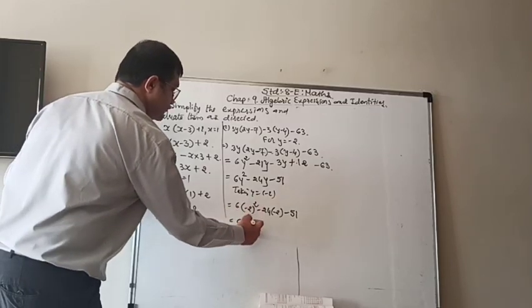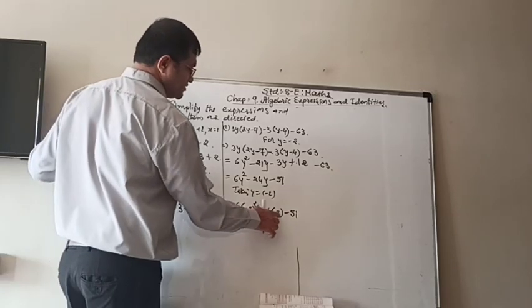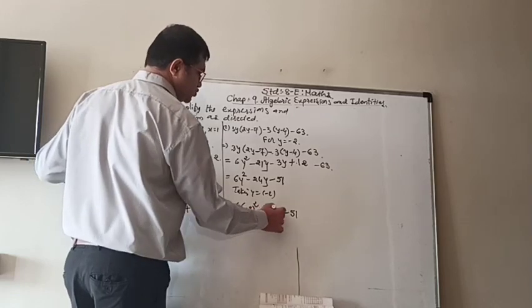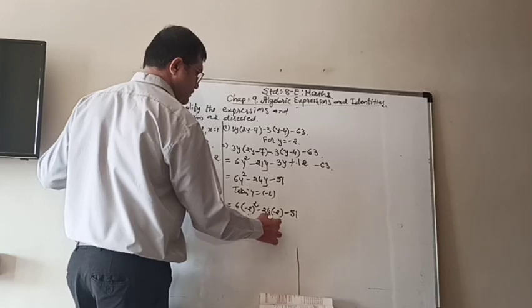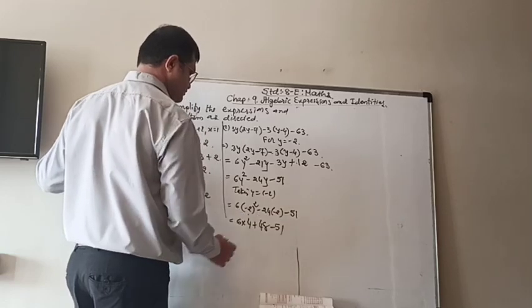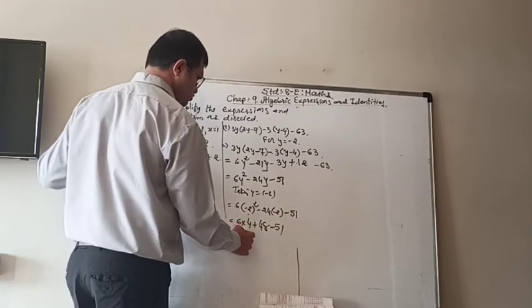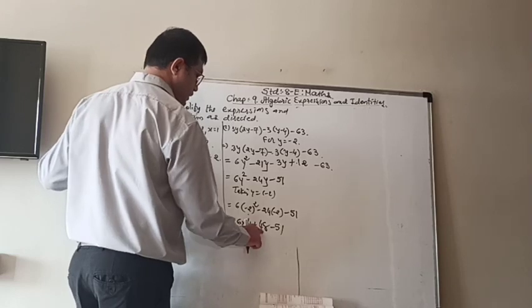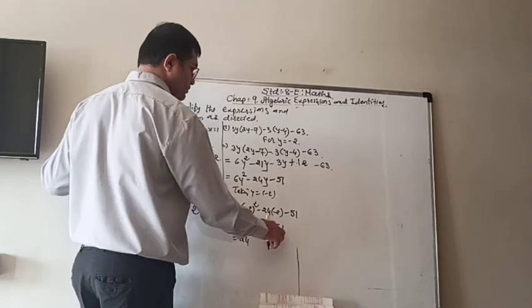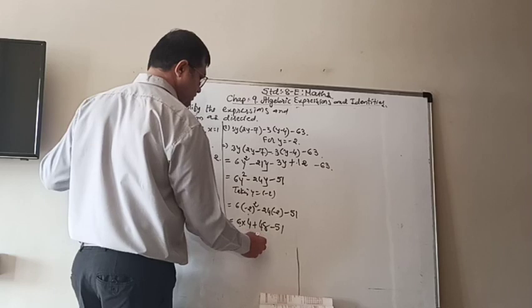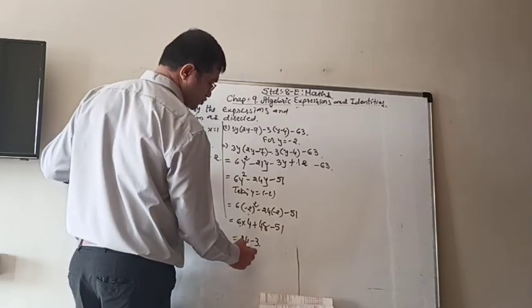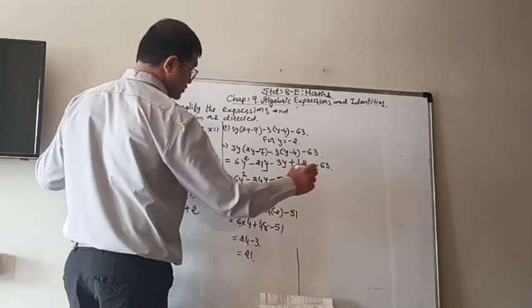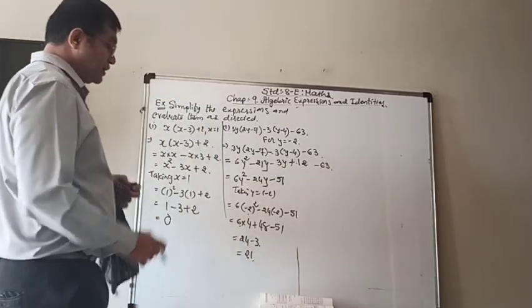Minus 2 square is 4. Here minus minus becomes plus. 24 2s are 48, minus 51. So 6 4s are 24. 48 minus 51 is minus 3. So 24 minus 3, the answer is 21. So your answer is 21.